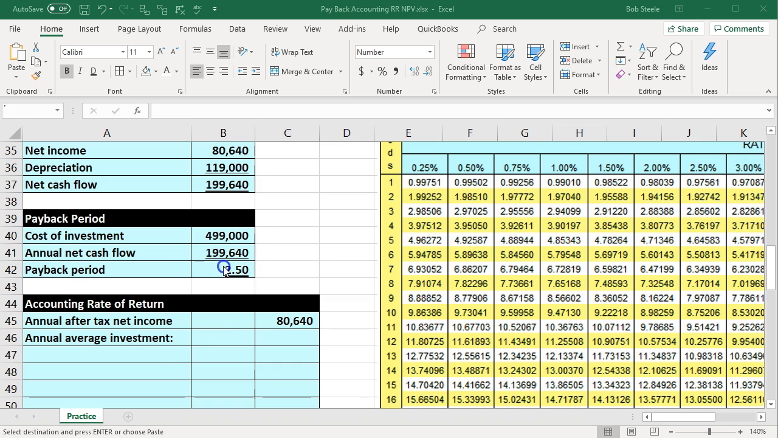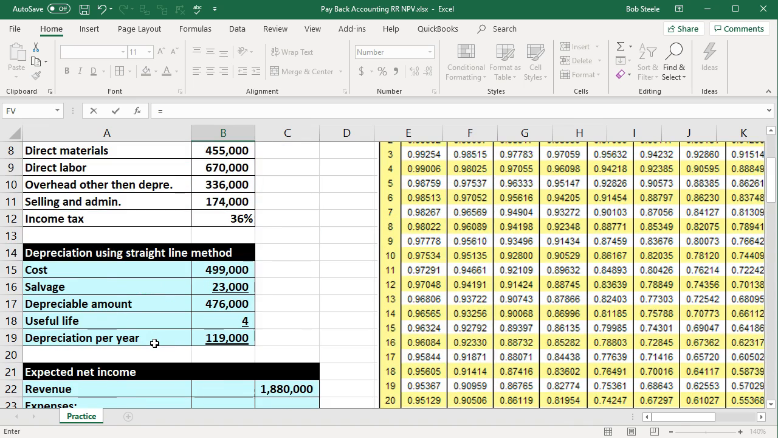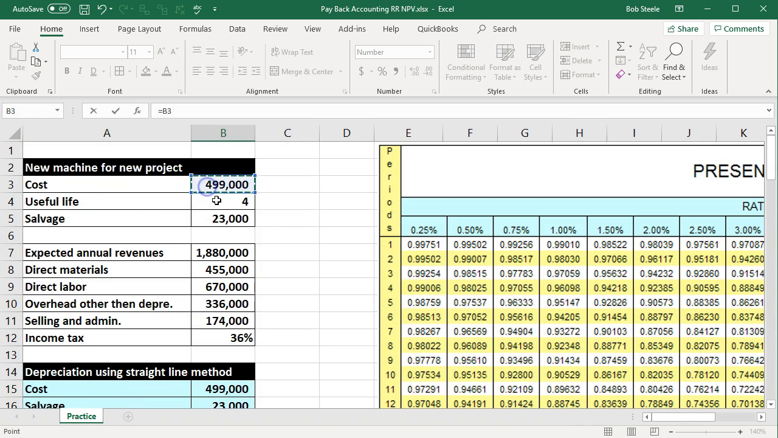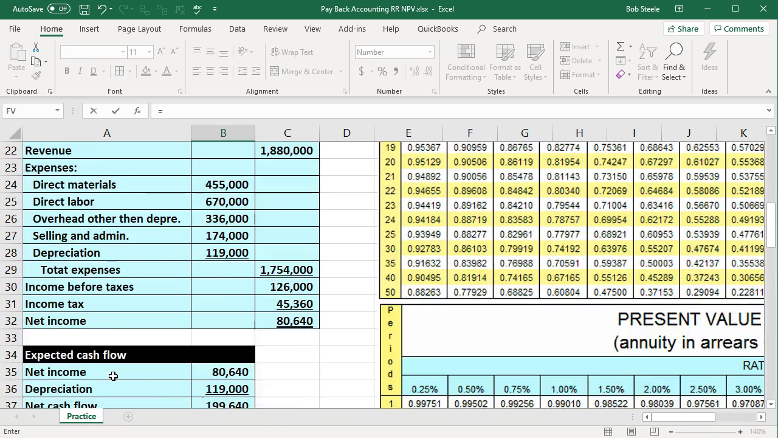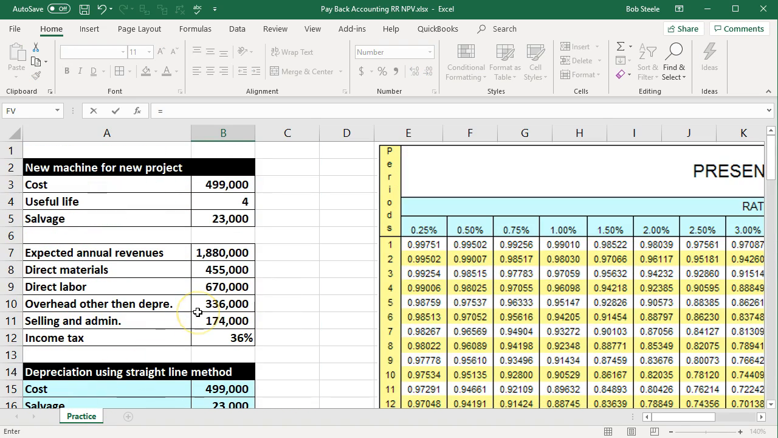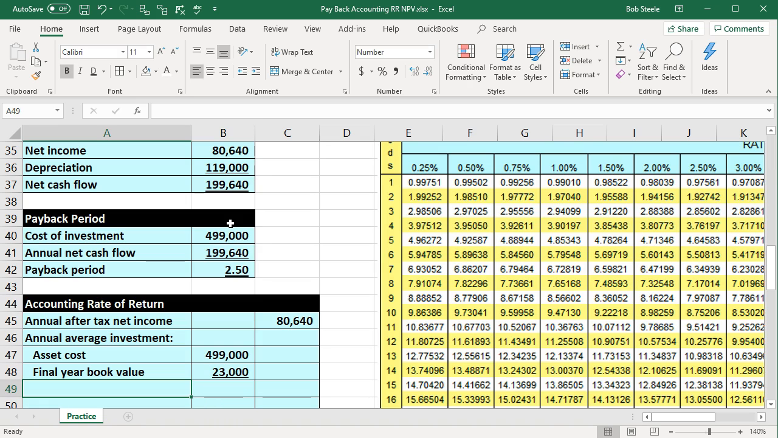We're going to take the assets cost. The assets cost is going to be 499. That's from our data up top, so that's what the original cost was. And then we're going to take the final year cost, which is basically the book value at the end of the year, which in essence is the salvage value, what it's going to be left at the end of the year. So at the end of 4 years, we believe it's going to be worth $23,000, the salvage value.